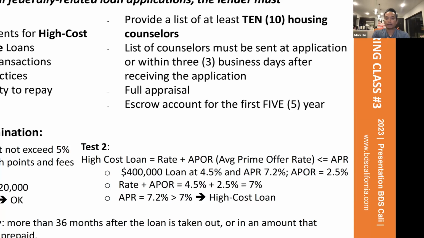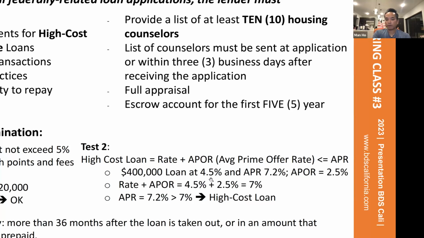Okay, so the rate plus the index, which is 4.5 plus 2.5, equals 7%. And 7% is less than the APR that they say, 7.2, which is greater than the rate plus index. Because the APR 7.2 is greater than 7, it is a high cost loan. So this is how you calculate the high cost loan.